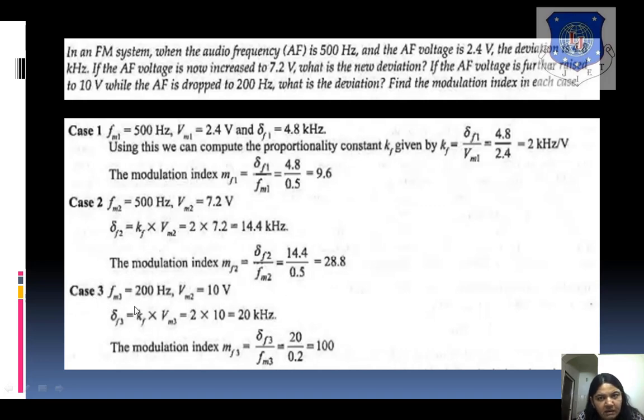Similarly, if you take fm3 equal to 200 Hertz and Vm3 equal to 10 volt, then you can find the deviation, which is equal to sensitivity multiplied by the voltage. So it is 2 multiplied by 10, 20 kilohertz. So the modulation index is delta f upon fm. So it is 100. So this way you can solve examples of frequency modulation. The bandwidth equation for frequency modulation is twice into delta f plus fm.